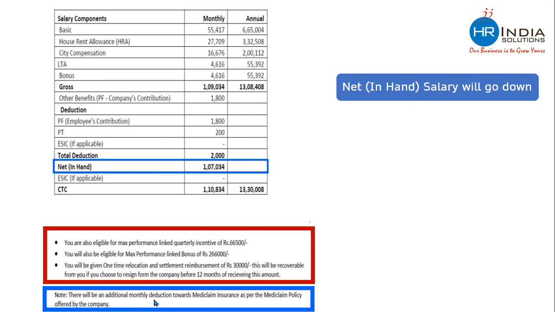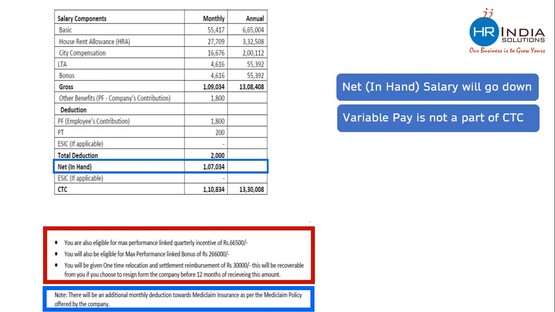You will also see that in the red box, the company is mentioning all this variable pay. You will also be eligible for a max performance linked bonus of 2,66,000. All this variable pay incentive is mentioned in the red box, which means variable pay is not a part of CTC in this company. This is coming over and above the monetary CTC.